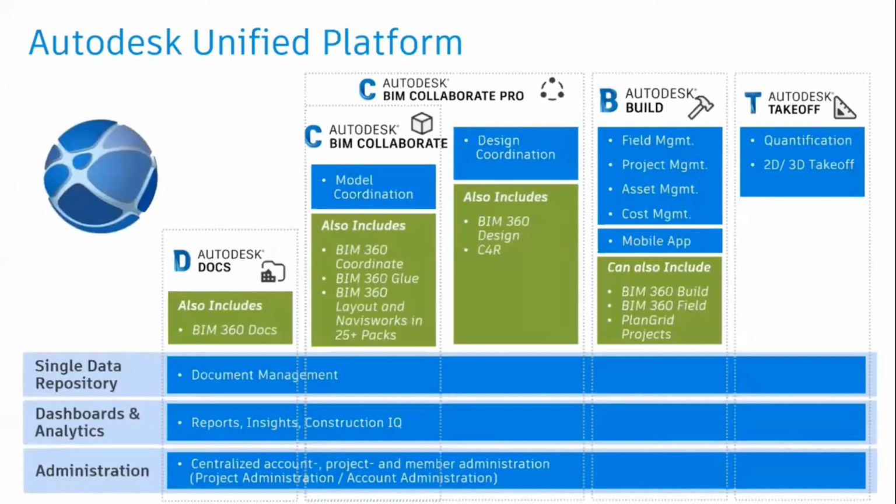Autodesk Build is for field management, project management, asset management, and cost management of the unified platform. So here you can also access your data in the PlanGrid Build mobile app. Lastly, we have Autodesk Takeoff. As the name implies, it is for quantification tools wherein you can perform 2D and 3D takeoffs of your projects. So these components are not so different and very similar to the BIM 360 platform, which means that if you have been engaged with BIM 360 before, you will have no problem using the unified platform components.